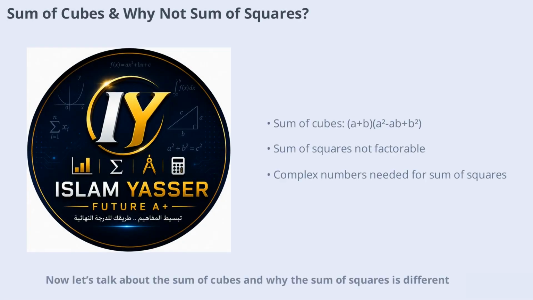Now let's talk about the sum of cubes and why the sum of squares is different. The sum of cubes formula is a³ + b³ equals (a + b)(a² − ab + b²). Notice the sign changes inside the second factor. For example, x³ + 27 factors into (x + 3)(x² − 3x + 9).